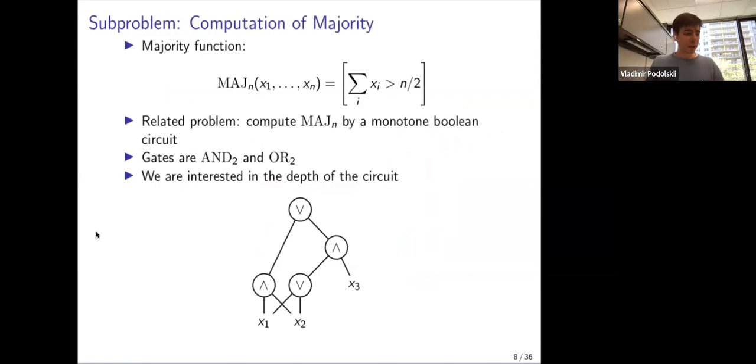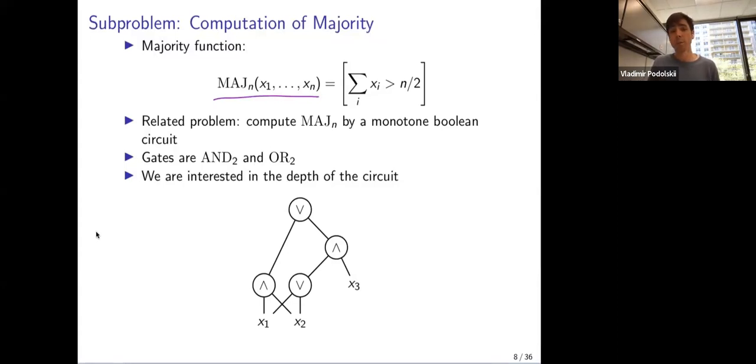Now, before I tell you the results, let me also tell you about some other research that is related. Let me name a sub-problem of what we are actually studying. This is about computation of majority by monotone Boolean circuit. So we have a majority function. It receives n Boolean inputs, and it outputs 1 if the sum of inputs is greater than n over 2, so if most of the inputs are equal to 1.